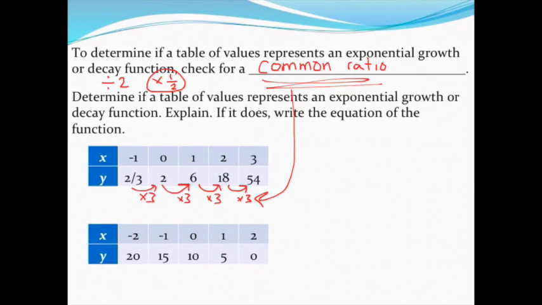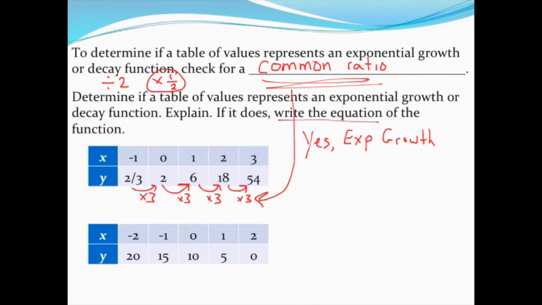So to answer their first question, yes, this table of values does show exponential growth or decay. Since the numbers are getting bigger, I know that it's exponential growth. And my reason is because I see a common ratio. Okay, we'll come back to this in a second to write the equation.